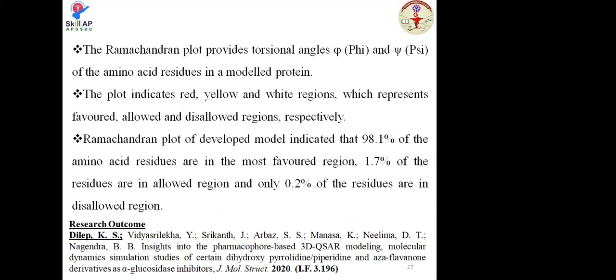The Ramachandran plot of the developed model indicated that 98.1% of the amino acid residues are in the most favored region, 1.7% of the residues are in the allowed region, and only 0.2% of the residues are in the disallowed region. This way we developed the homology model, and we have published this work in the Journal of Molecular Structure. Now we are going for a small demonstration using the Schrodinger software.